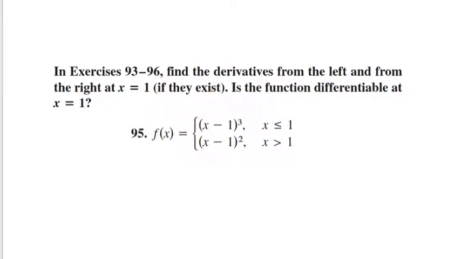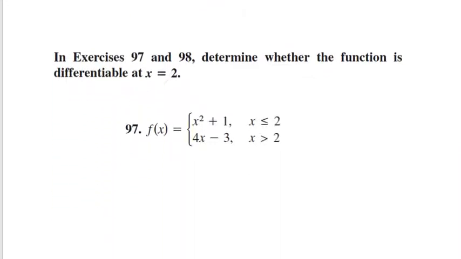Second exercise is problem 97. Determine whether the function is differentiable at x equals 2. It's no different than the exercise we just did. f of x equals x squared plus 1 for x less than or equal to 2, and f of x equals 4x minus 3 if x is greater than 2.